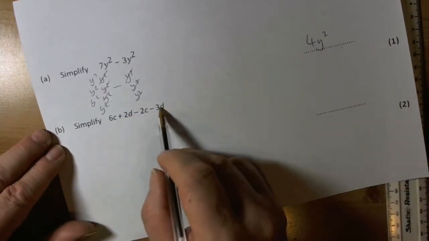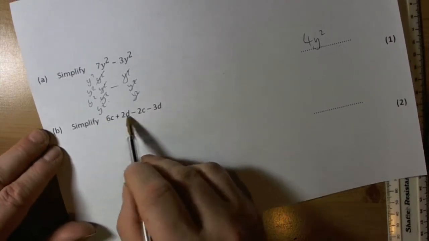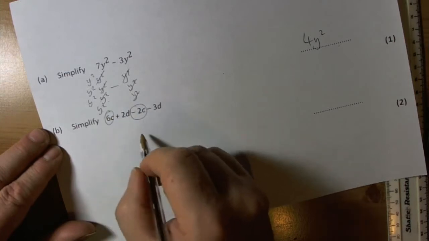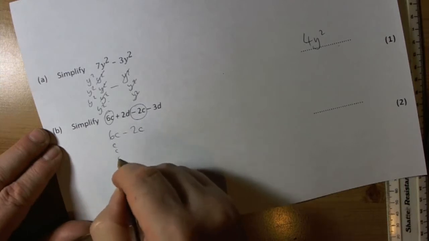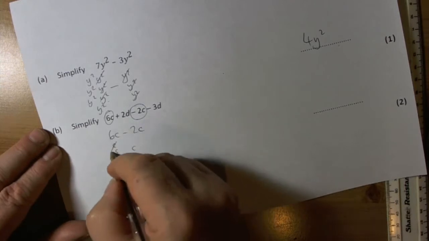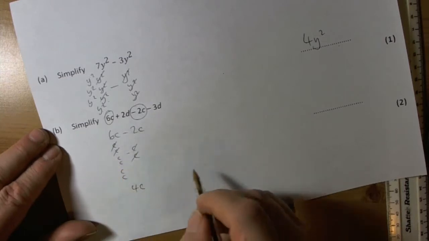Here we're simplifying an expression again, and therefore we're looking for like terms, things with the same letter in. So here we can see we've got 6c's and take away 2c's. Well, that's like having c, c, c, c, c, c, c. And then we're taking away a c and a c. So we're taking away two of those. So we're left with 1, 2, 3, 4 of those. So we're left with 4 c's.